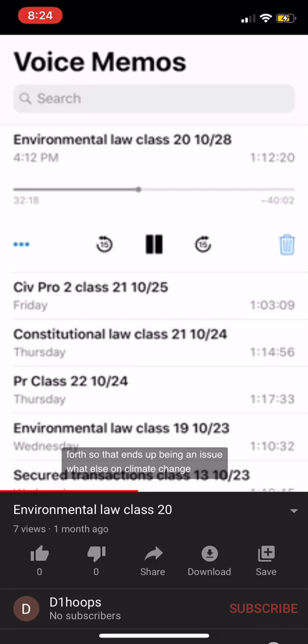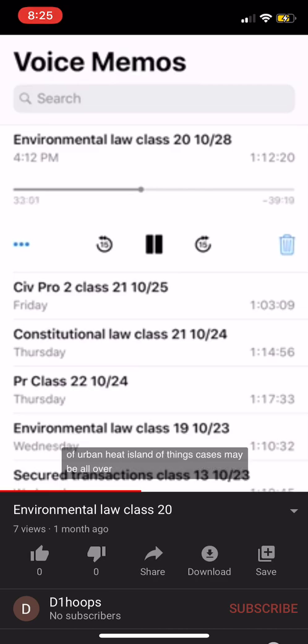What else on climate change? What else is climate change going to cause to happen in the Tampa Bay area? Temperatures? Yes. So temperatures, heat and humidity, right? Heat and humidity. And this, again, may intersect with urban heat island effects, but it's a phenomenon that exists in addition to or independently of urban heat island effects.